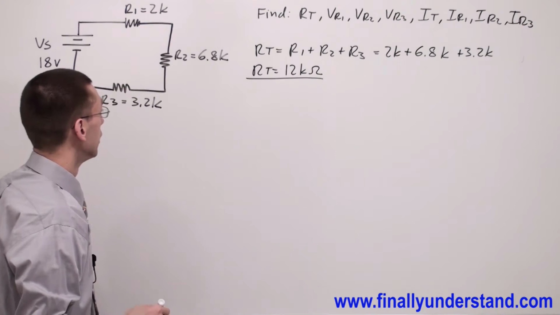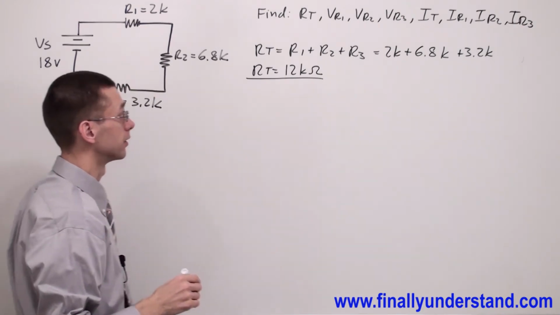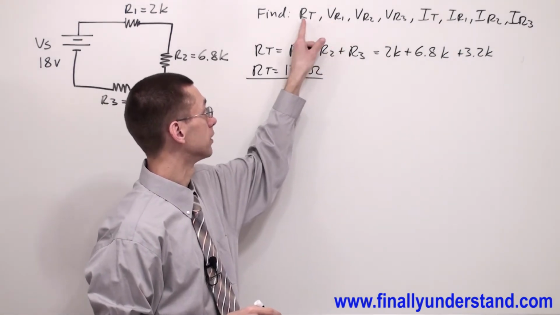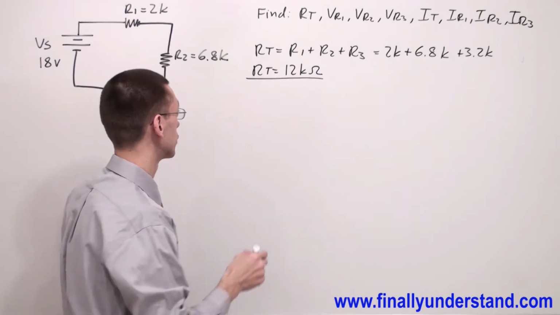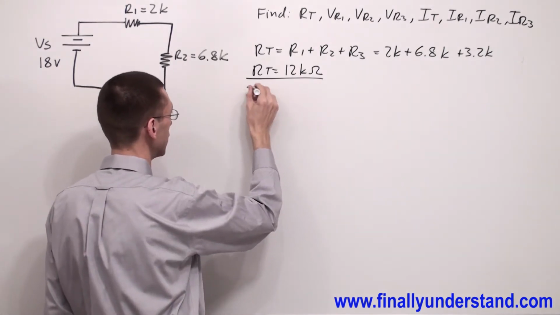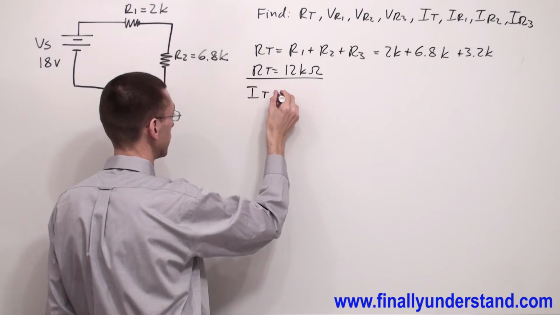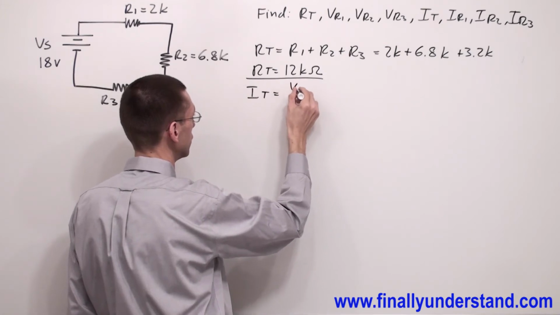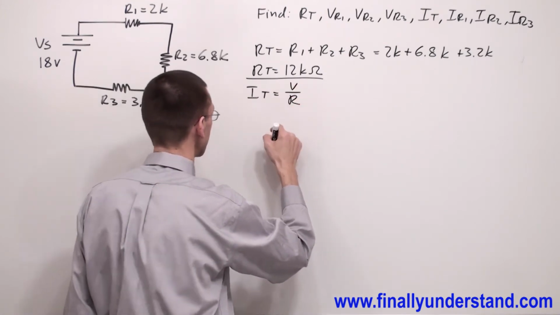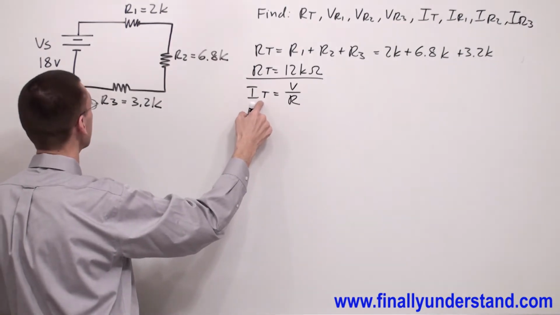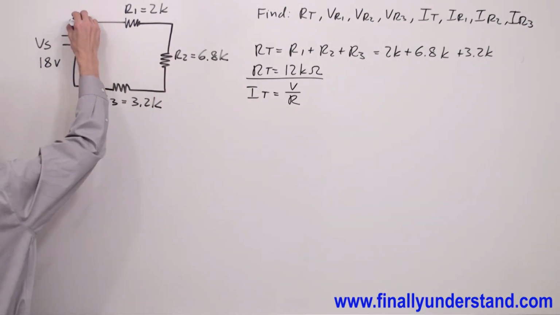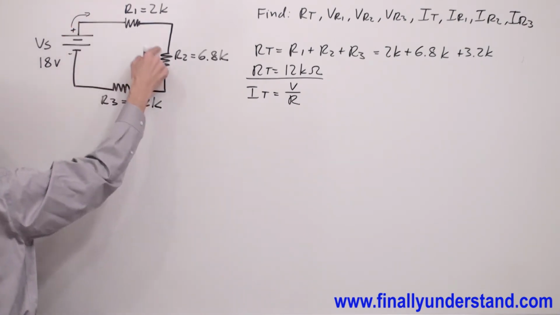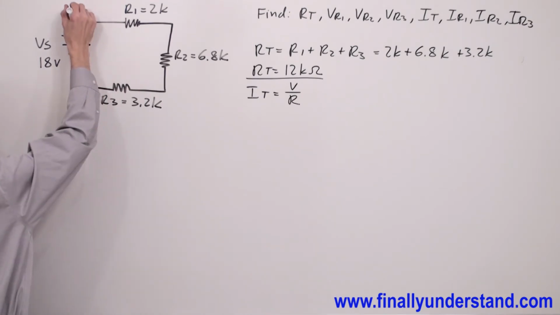Next, you're supposed to find total current. Even if the total current is not asked to be calculated just after R total, it's always good to calculate I total just after R total. So remember, the formula for current says current is equal voltage over resistance. In this case, I'm looking for I total, total current in the circuit. Remember, we are always going to use conventional current flow. We assume that current flows from the positive terminal to the negative. And this is going to be my I total.